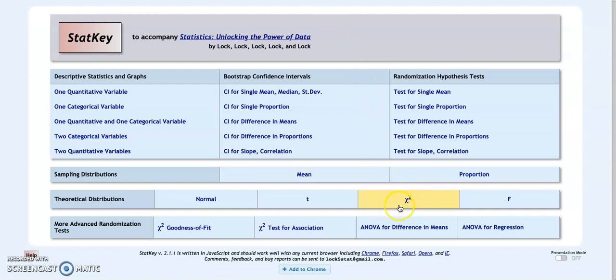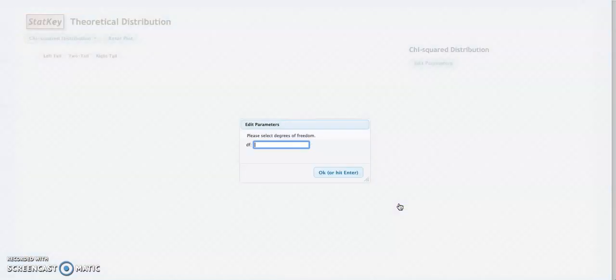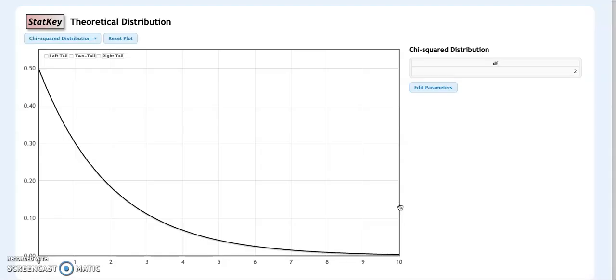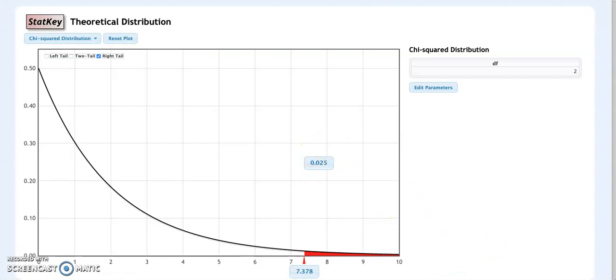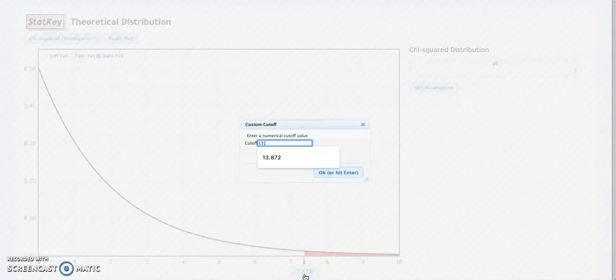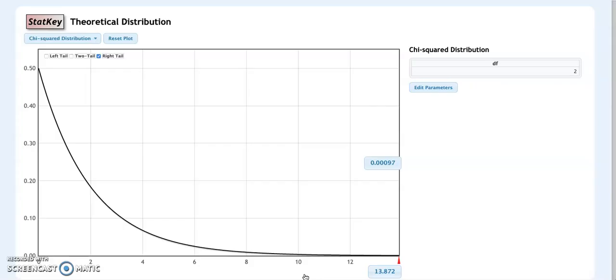I'm going to select chi-squared here. And once it loads, it's going to ask me for the degrees of freedom because there's lots of different chi-squared distributions. I will put in 2. And we've seen this picture actually on a previous page. I'm going to select right tail, and then I need to remind myself what the test statistic was. It was 13.872. You can already see that that's off the side of my page.